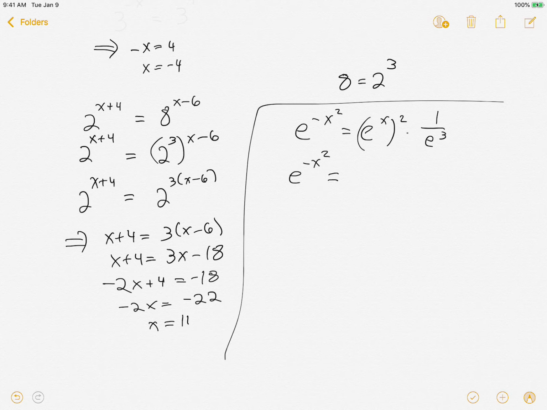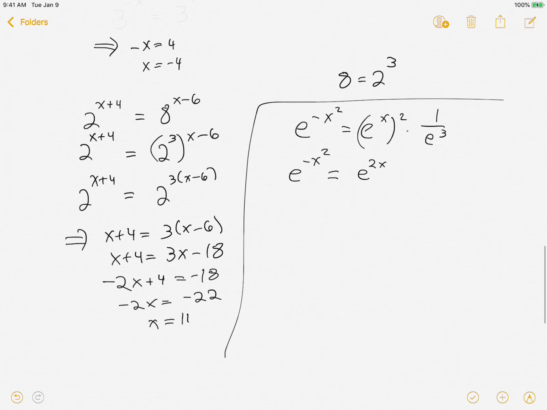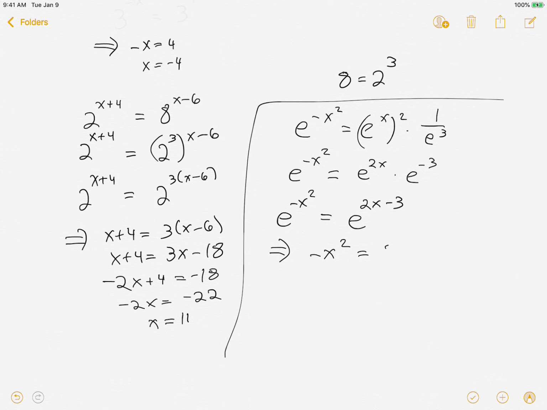Right here, in the parentheses, we can combine those exponents by multiplying them. So this is just e to the 2x. And then also going back and using rule number 6, I can rewrite this as e to the negative 3rd. Now I can use our very first rule, rule number 1, to combine those on the right side by adding them, so it becomes e to the 2x minus 3. Because you're just adding a negative 3 or just subtract 3. Then we can say that negative x squared is equal to 2x minus 3.